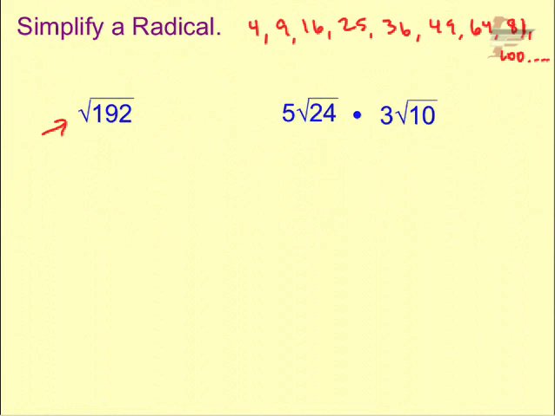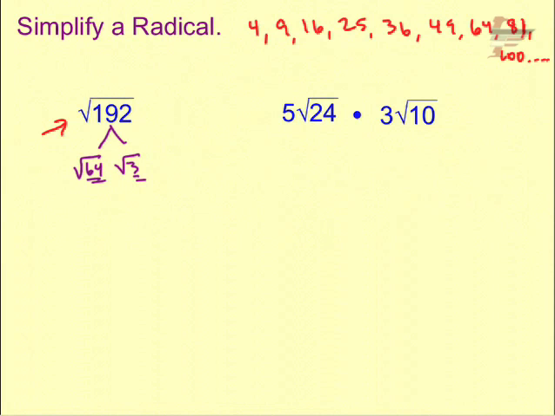Pick up a calculator and just start dividing. See if 4 goes into 192, does 9 go into it, does 16. With a big number like 192, 4 might go into it, but keep going to see if there's a higher number, because what you'll see is that 192 can be broken down into the square root of 64 times the square root of 3, because 64 times 3 is 192.